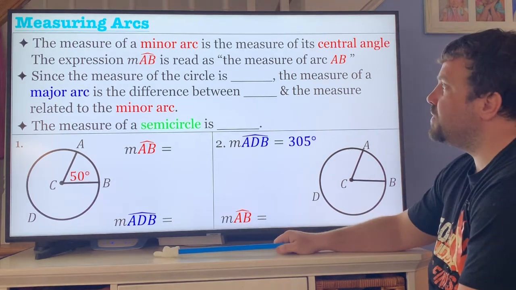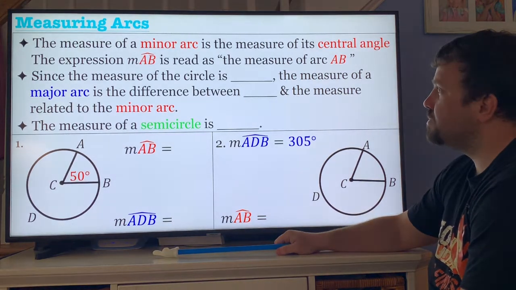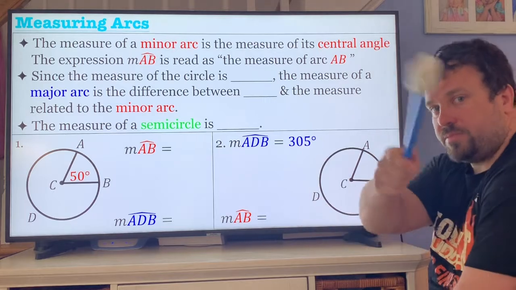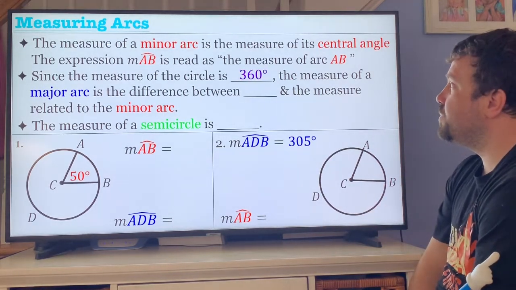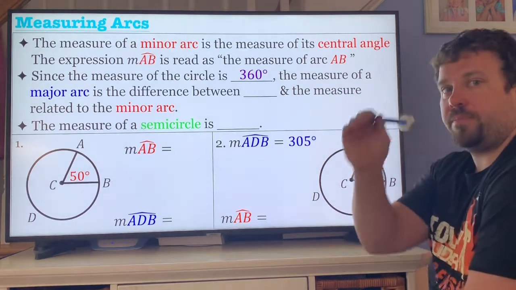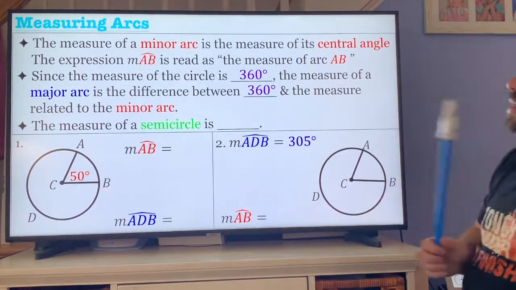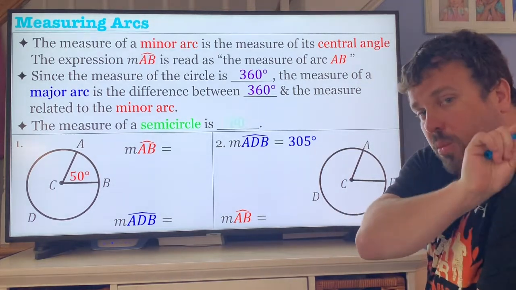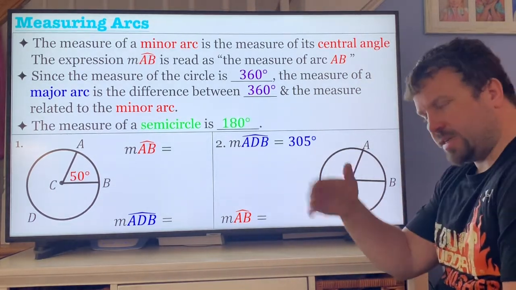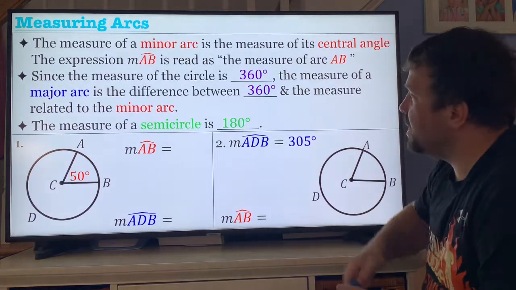Since the measure of the circle is, how many degrees is a circle? Yep, 360. The measure of the major arc is the difference between 360 and the measure of the minor arc. And the measure of any semicircle, we said before, is 180. Very good. See, you guys got this. Now, let's look at two examples right here.